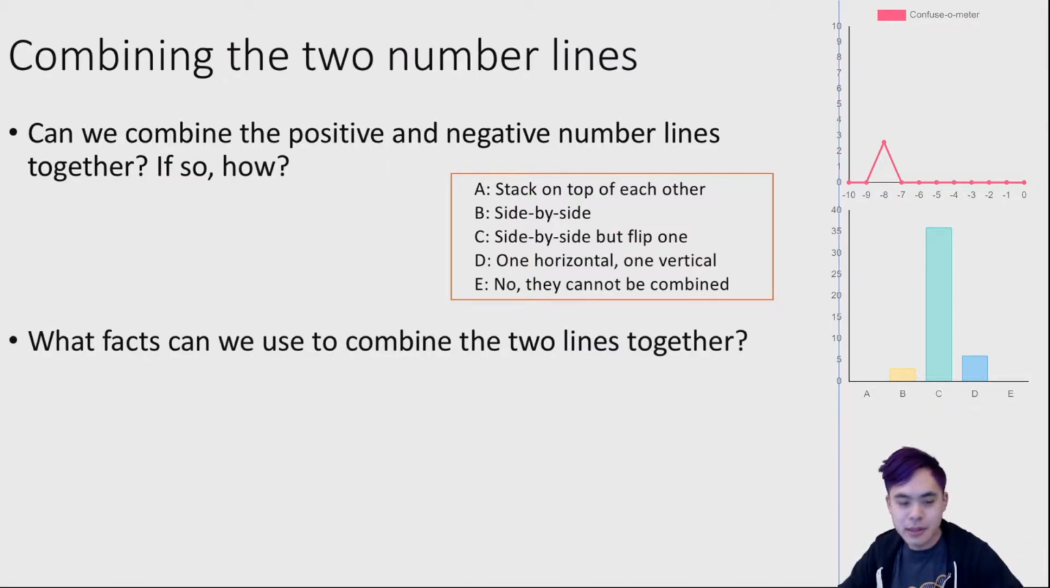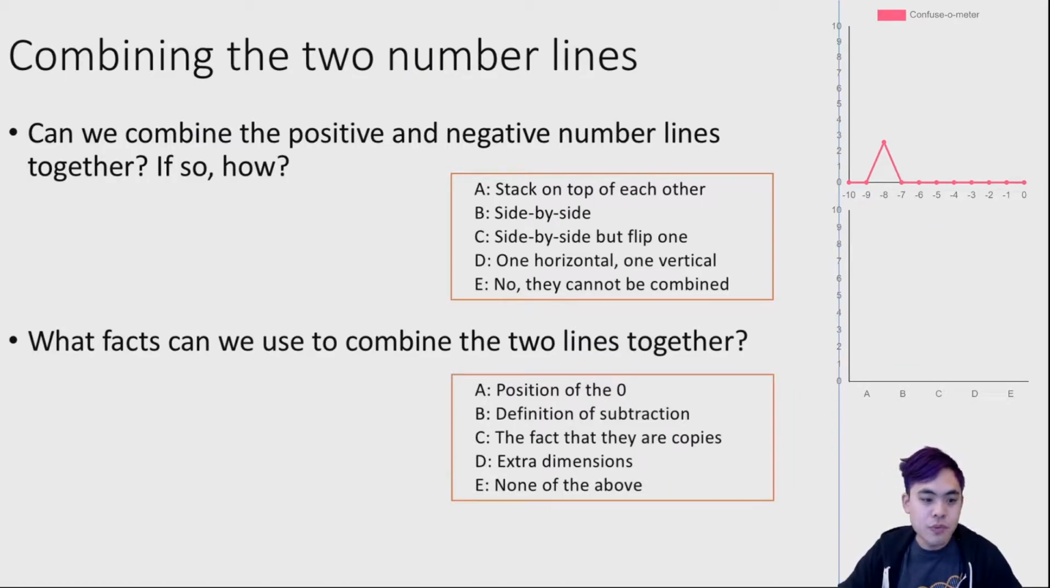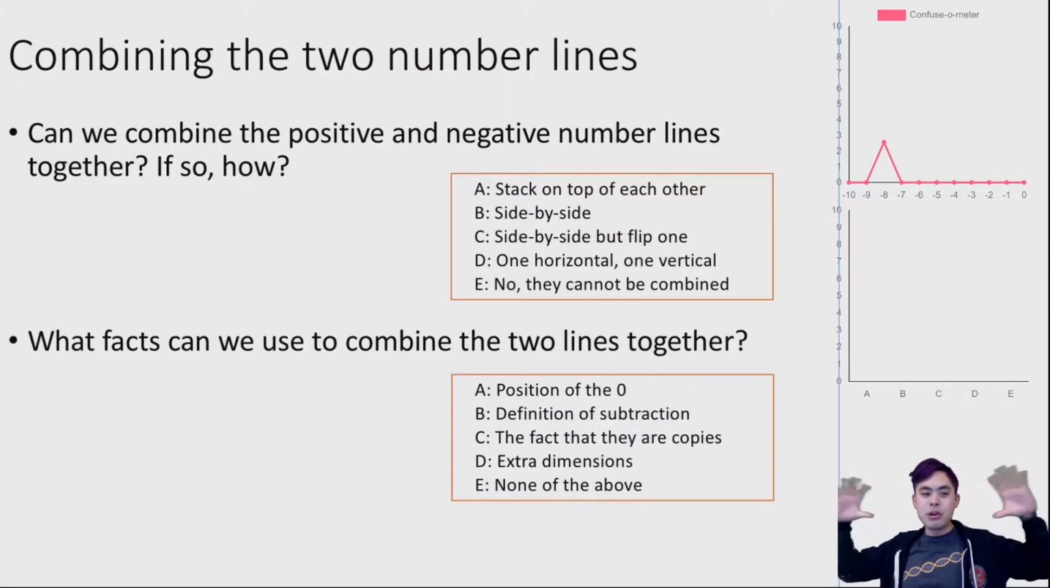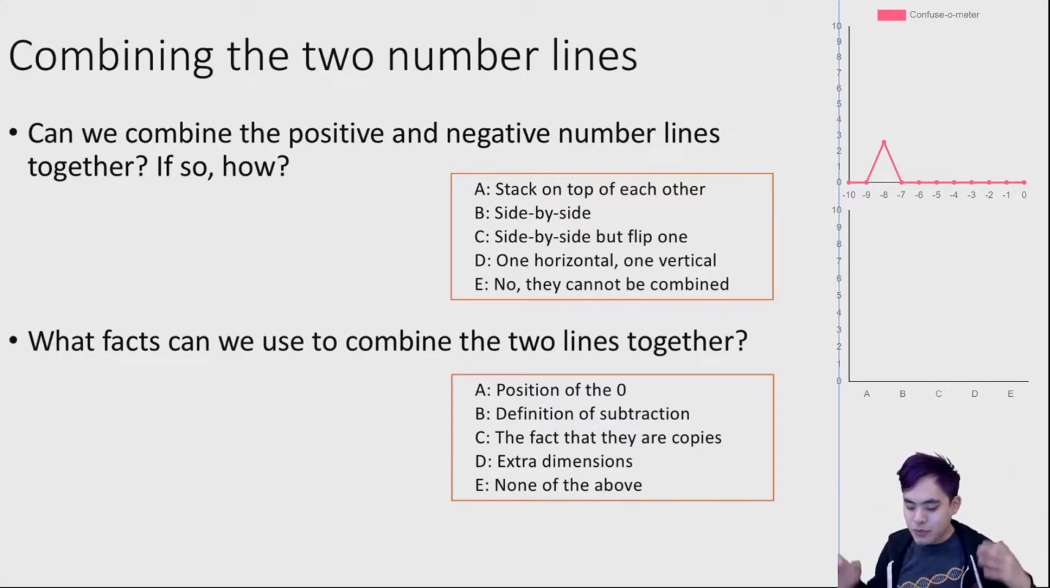So now the next question is, what facts can we use to allow these things to combine together? So let me reset this. So when I say what facts can we use, well, we have to somehow merge these two lines. So you might be able to use multiple things of this list. There are multiple things on here that are correct. You can only vote for one, though. So what facts can we use to combine them together? Can we use the position of the 0, which is shared between the two, the definition of subtraction, the fact that they're copies, or maybe using some extra dimensions, or none of the above?